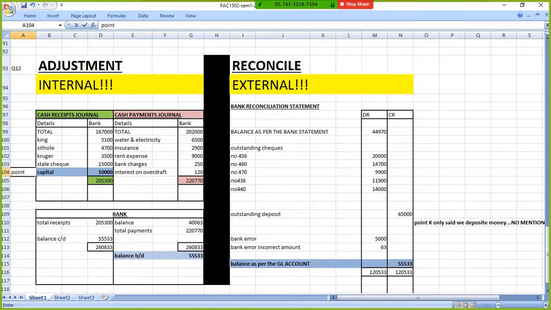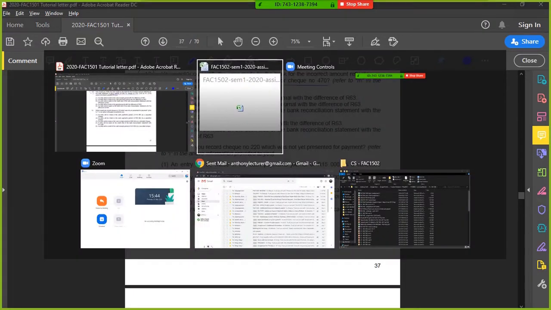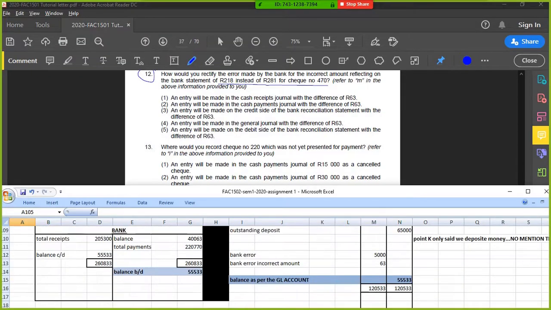Okay, so this is point K. All right, I'll show you one more example. There's one in last year's paper. It's a shorter one, not as long as this one. Let's just answer the questions. We're going to go pick answers now. Number 12: How would you rectify the error made by the bank for the incorrect amount reflecting in the bank statement? Let's go back, let's shrink it. It was here, 63 on the bank reconciliation. An entry will be made on the debit side of the bank reconciliation statement with the difference, yes, option 5. I'm going to put numbers here. Question 12, option 5.